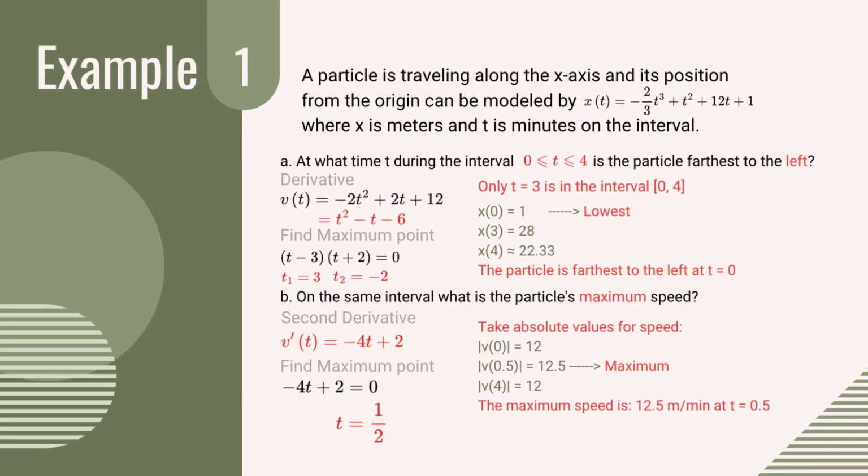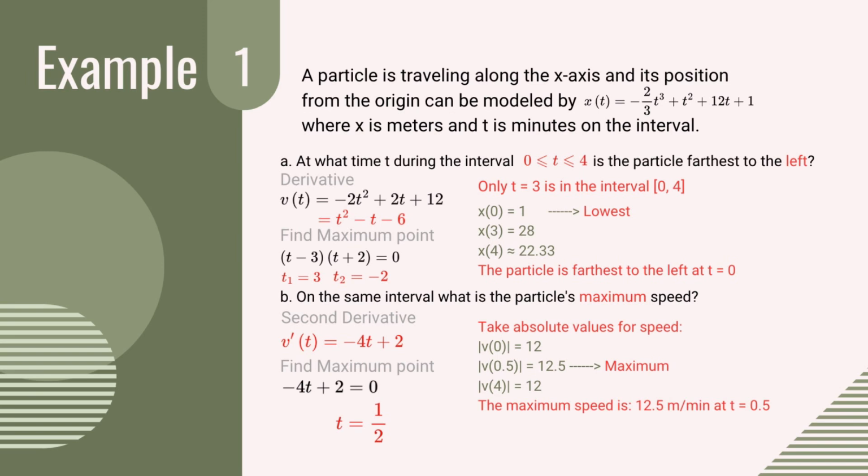Because negative 2 is not between 0 and 4, only t equal to 3 is in the interval. Next we need to plug the extreme point 3 and the endpoints 0 and 4 into the original function. So we got the values, and we compare these three values. We got that when t equals 0, the function x has the lowest value. So the particle is the furthest to the left when t equals 0.